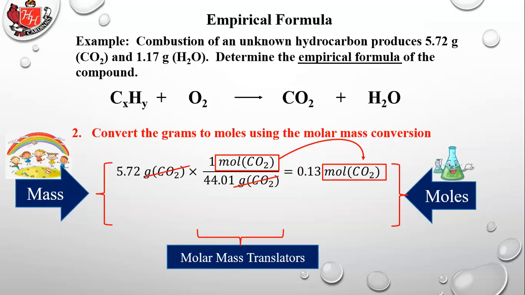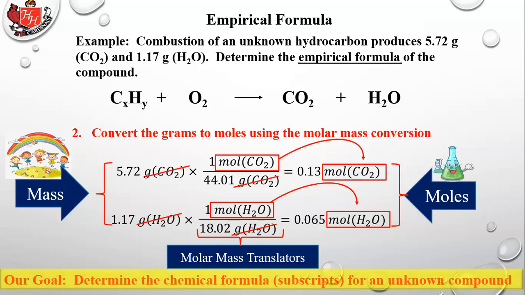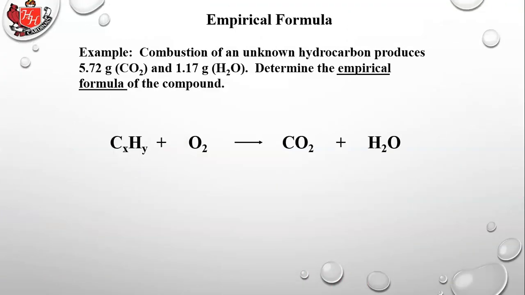Now we do the same thing for the water. We have 1.17 grams of water. We use the molar mass for water so that grams of H2O cancels out like that. The last man standing is the moles of H2O, and we get 0.65 moles of H2O. So now we're going to first work to figure out what the subscript for C is, for the carbon.